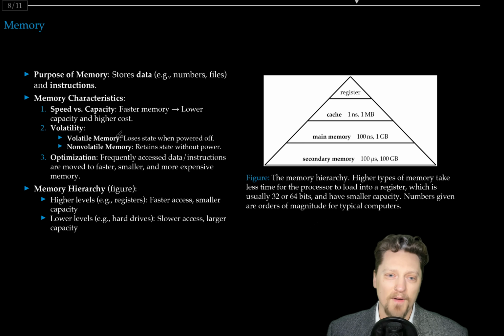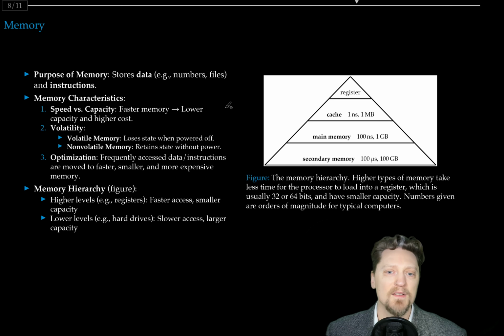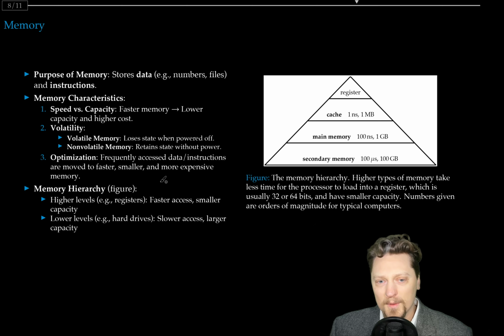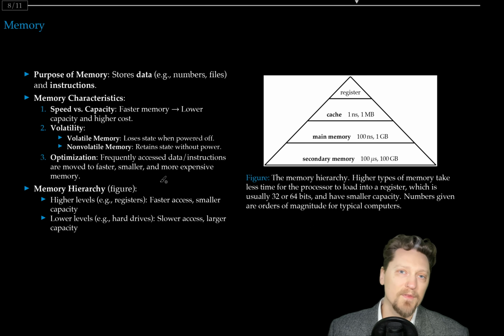Volatility. There's volatile memory, which loses state when powered off. Okay, so if it loses power, you lose whatever was in memory. And then there's non-volatile memory, which retains state without power, which in some instances is very important. And then optimization. Frequently accessed data and instructions are moved to faster, smaller, and more expensive memory.